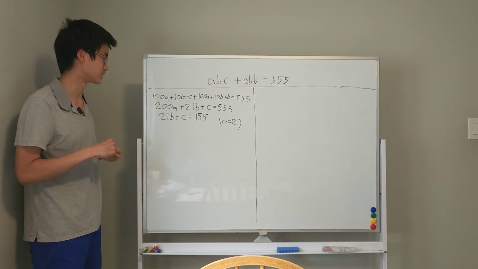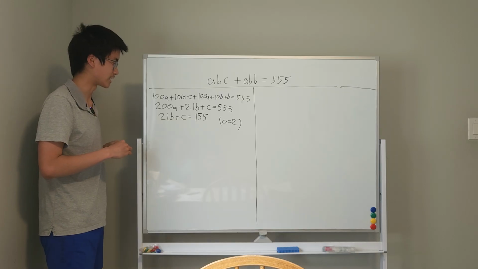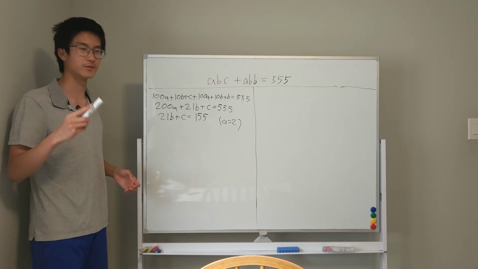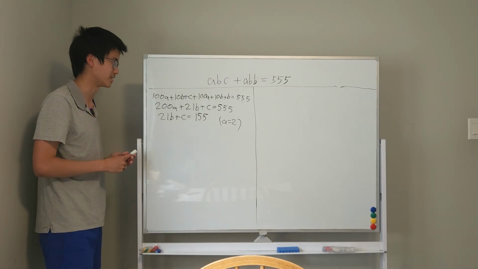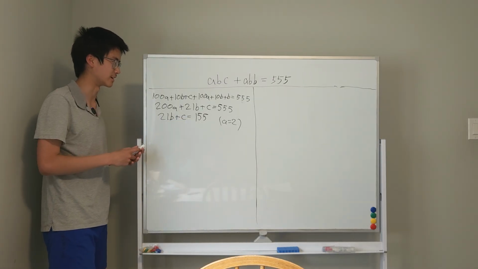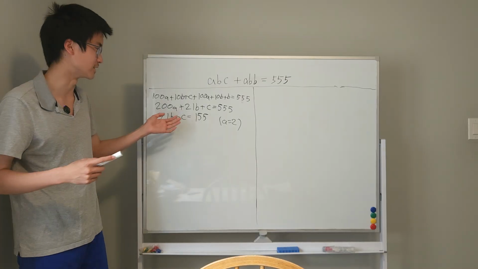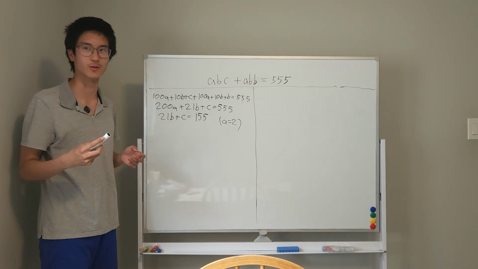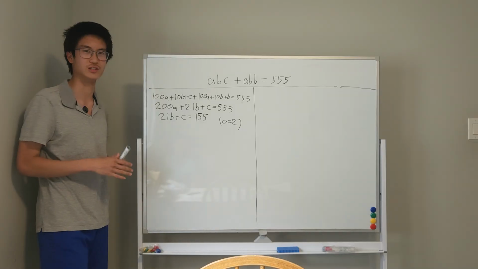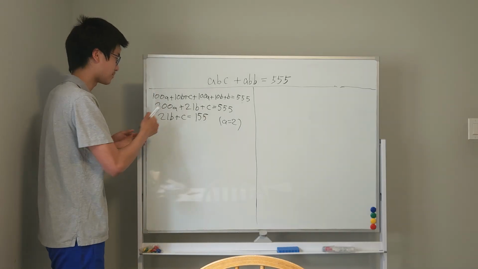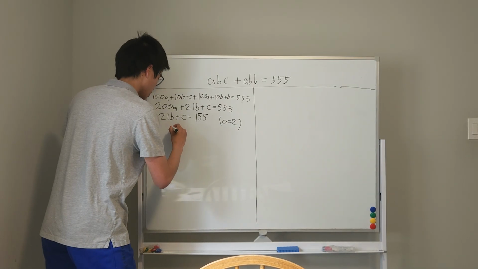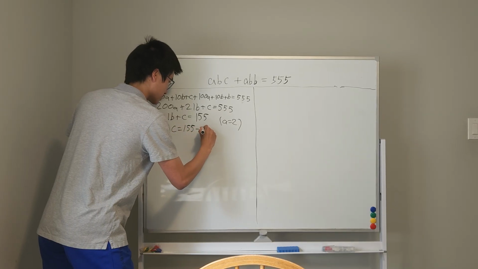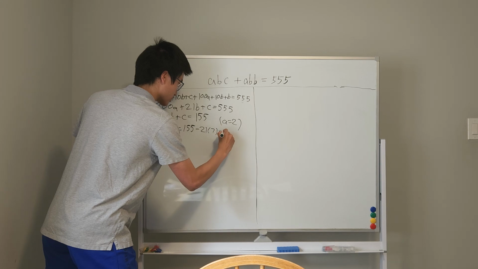All right, once again, we can apply the same logic. B is a digit, so we can restrict some values for B, and we get that B equals 7. The reason why B cannot be less than 7 is because then C will be a 2-digit number, and C is a digit. And if B equals 8, then 21B will equal 168, and C will be negative, which is also not possible. Therefore, we must have B equals 7. So therefore, C equals 155 minus 21 times 7 equals 8.